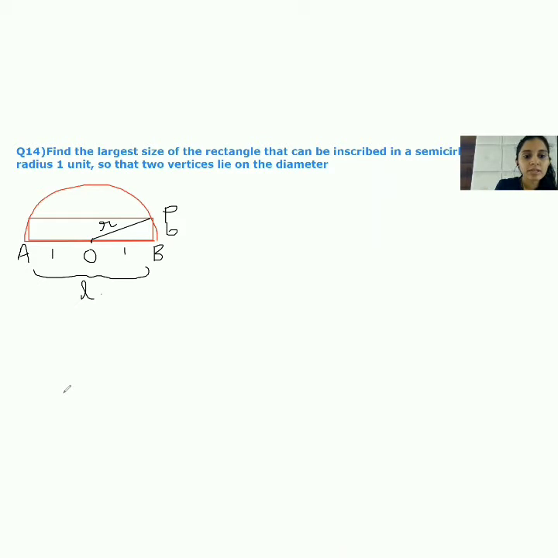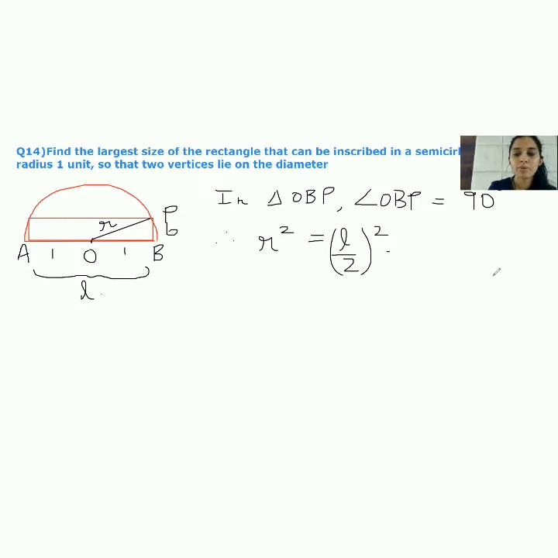So what can we say about the triangle OBP? Can we say that it is a right-angled triangle? Why? Because of the rectangle, the angle at B is a right angle. So we can say that angle OBP is equal to 90 degrees, correct? Therefore, we can say R square is equal to (L by 2) the whole square plus B square, right?